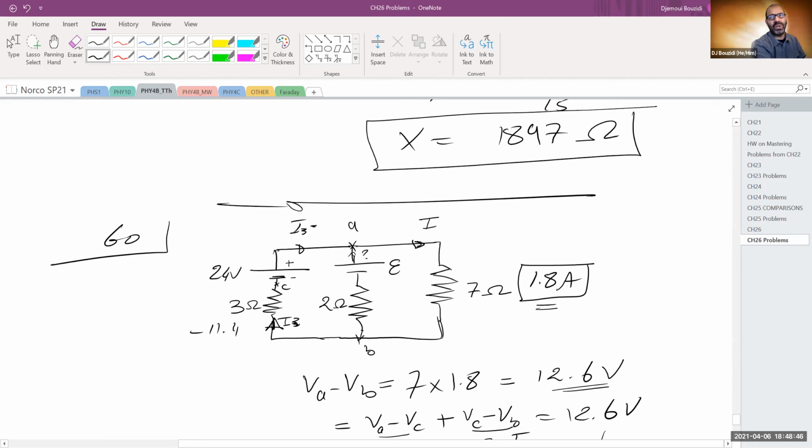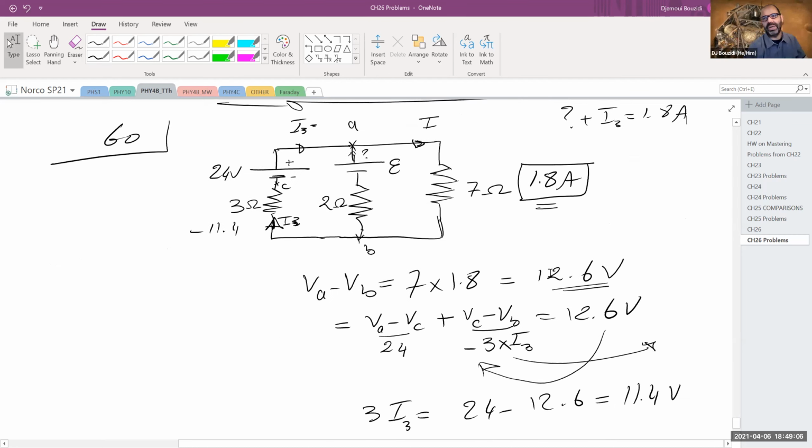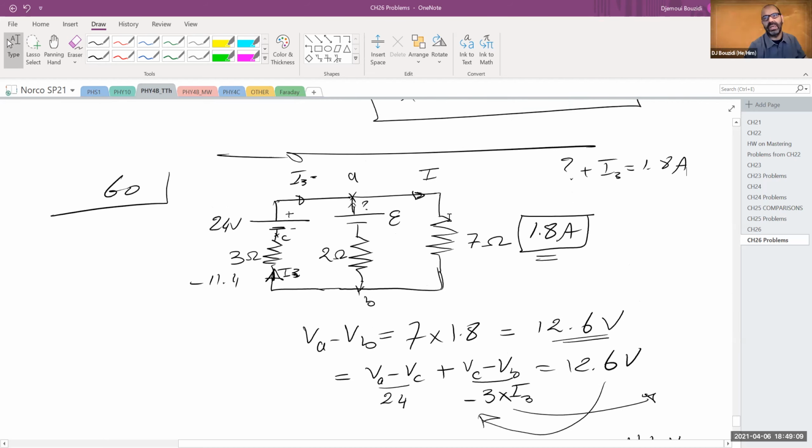And that is going to come from the conservation of charge. The unknown plus I3 must be this I, which is 1.8 amps. So we need to find this unknown current that is coming from this battery too. So let's see how the reasoning will go now. Obviously, this question mark may be positive or negative. If it's positive, that means my direction is correct. That means this I3 better be less than 1.8.